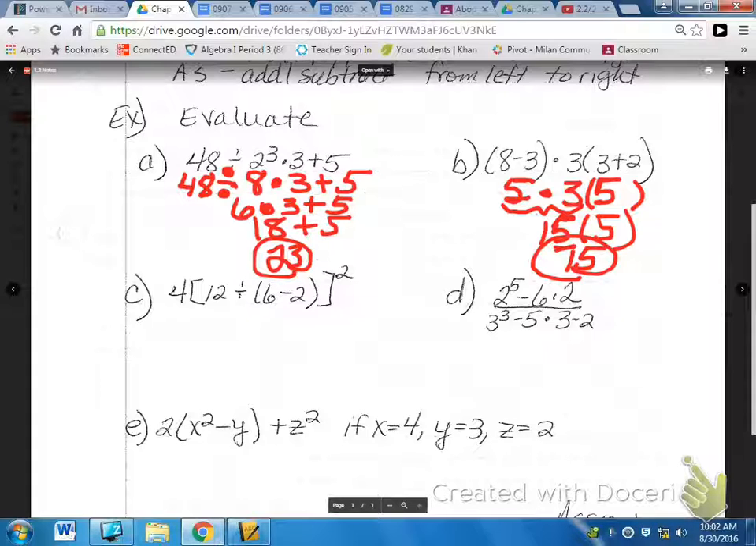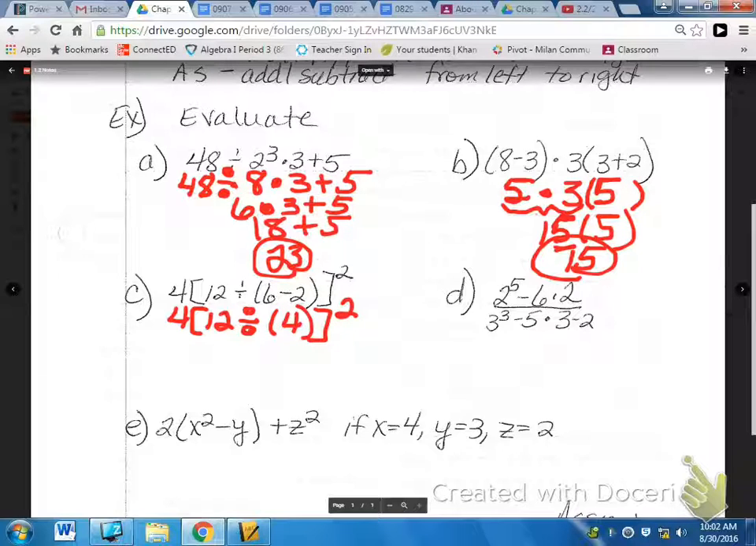Example C: 4 times the quantity 12 divided by the quantity 6 minus 2, and that is all squared. Jared, what's going to happen first? First you do 6 minus 2. Okay, so you have to go ahead and write all this stuff out. And 6 minus 2 would be 4.